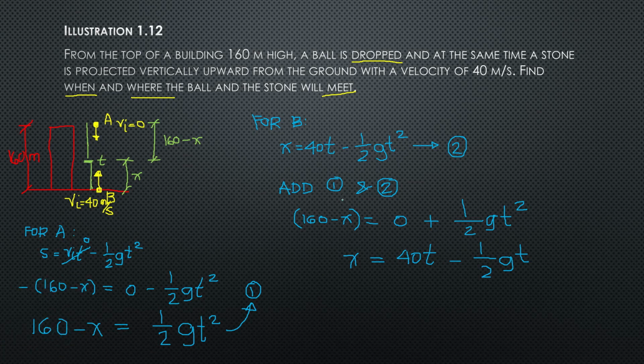Now add equation 1 and equation 2. So 160 is constant, so you simply add. So that is simply 160. Then negative x plus x is 0. So that is equivalent to 0 plus 40t. So this becomes 40t. Then this is equivalent to 0. So therefore time is equivalent to 160 divided by 40, 4 seconds.